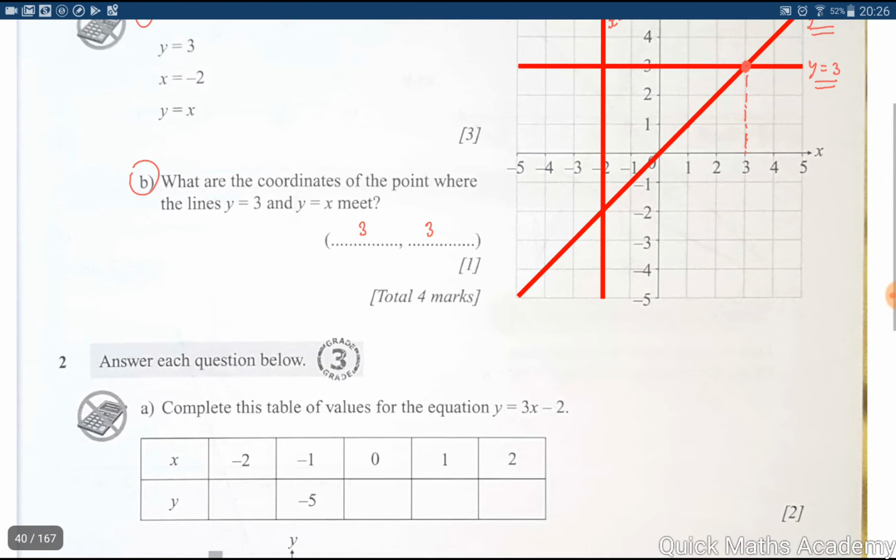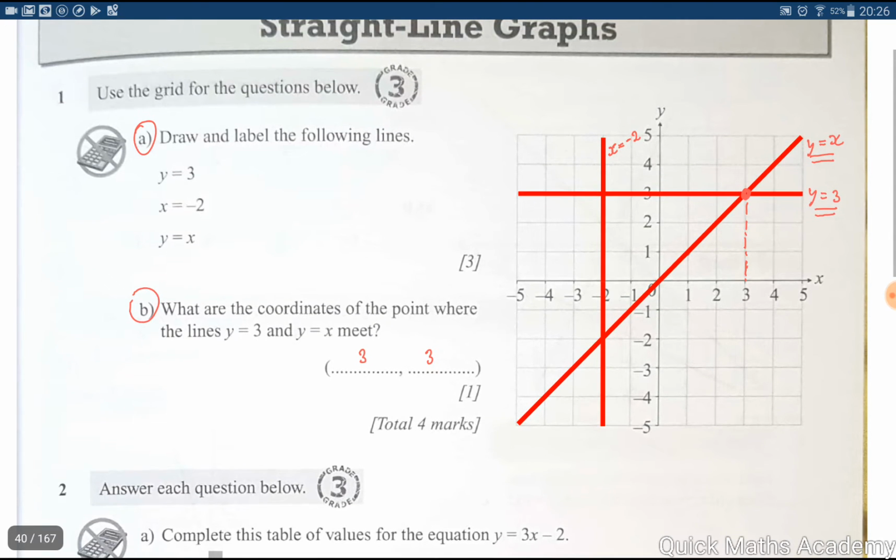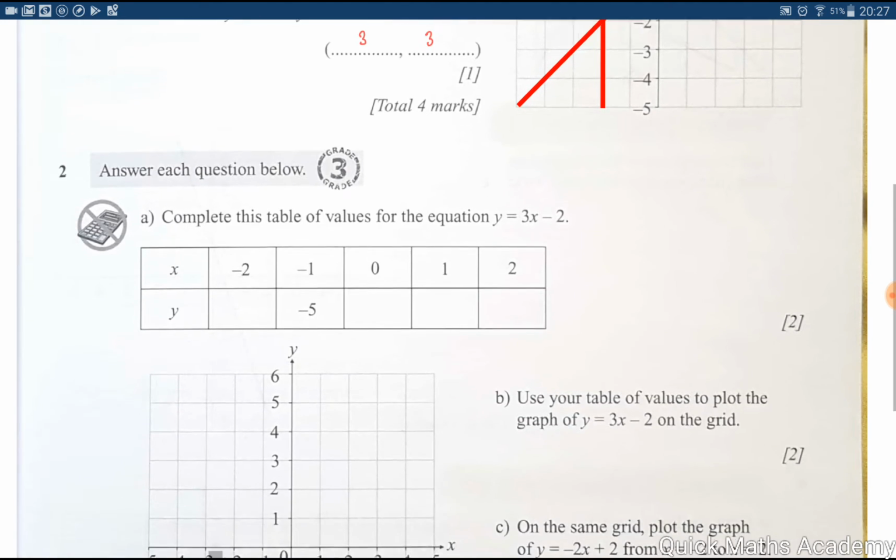Okay, next one. Wow, this question was 4 marks. This is from a GCSE exam, so 4 marks is really, really good for a question like this. You just have to know what is what, and this is 3 marks. As far as I'm concerned, this is 3 marks, guys.